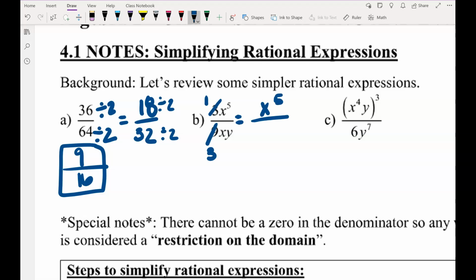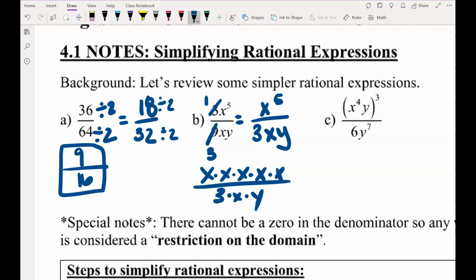We have x to the 5th on the top, and on the bottom we have 3xy. Well, we have x's on the top, and then we have 1 x on the bottom. So there are 5 x's on the top. If you must write it out, there are 5 on the top, and we have 1 on the bottom. We can reduce the x on the top and the x on the bottom. Any one of them will do. So now on the top we have x to the 4th, and on the bottom we have 3 times y. And that would be our final simplest form.